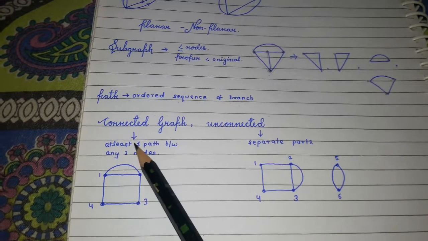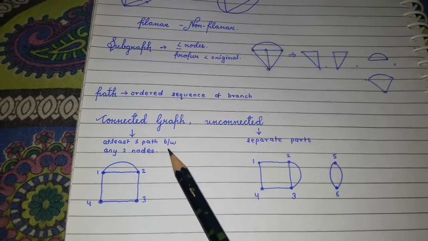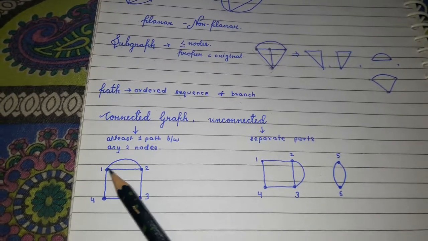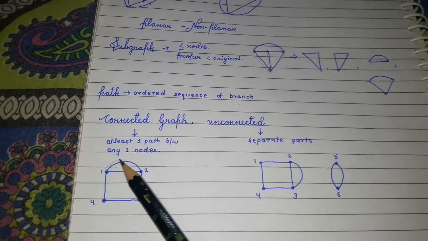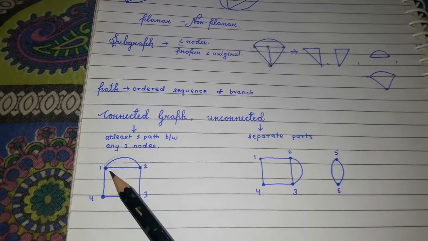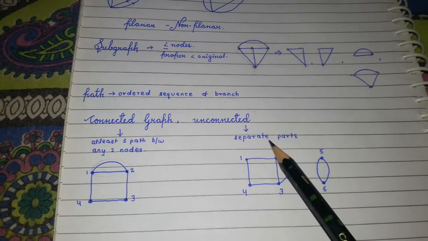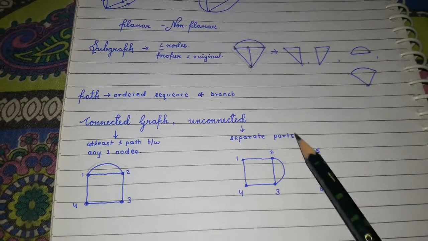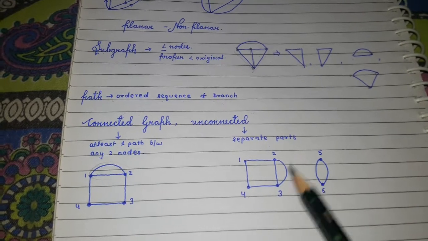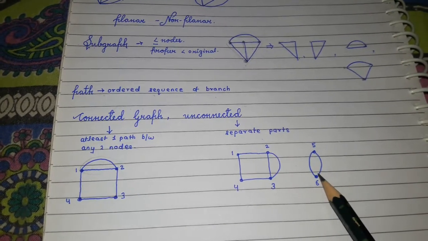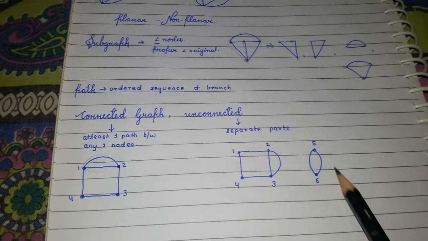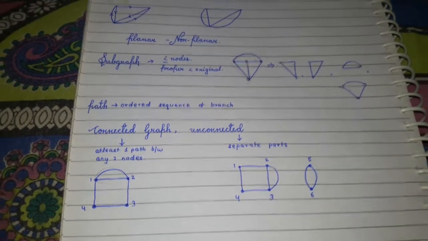Then we have connected graph and unconnected graph. There should be at least one path between any 2 nodes. If you take 2 nodes over here, then we have 2 paths, this one and this one. This is a connected graph. But in an unconnected graph, if you have separate parts, then it is called unconnected. You can see this graph is not at all connected to this graph, so this is an example of an unconnected graph.